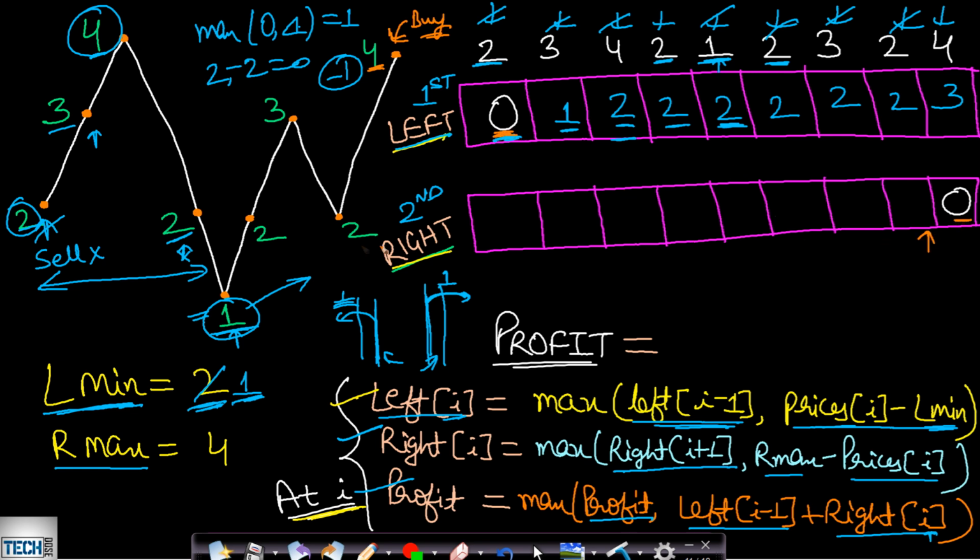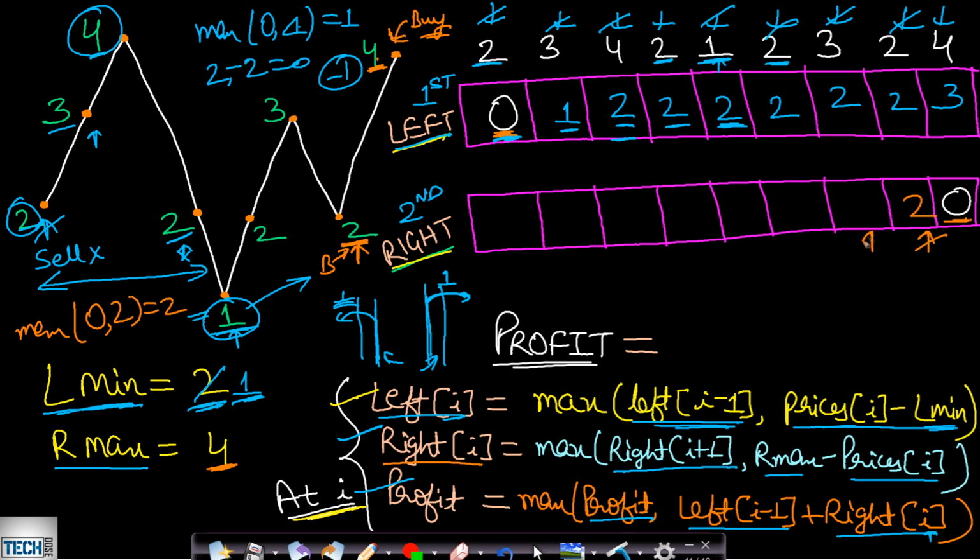Now we will start from the second last day, and obviously our RMax value will be initialized to the last day value, which will be 4 in this case. So if we are buying a stock on this day, then the price is 2 and our RMax value is 4. So basically we will be buying at this price 2 and selling at the RMax value, which will be 4. Therefore right at I will be the maximum of the already calculated maximum profit, which is 0, comma 4 minus 2. So this will be 2. Okay, maximum of 0 comma 2 is 2.